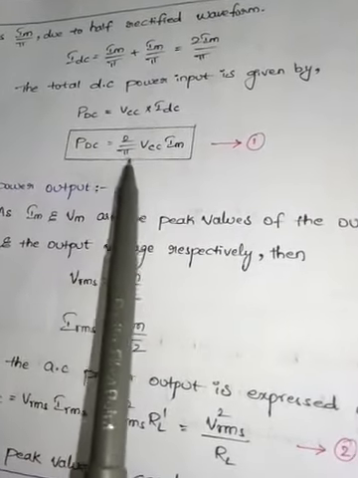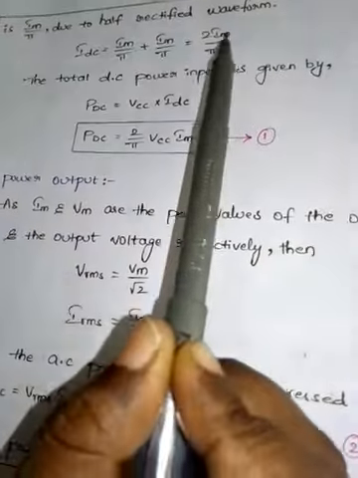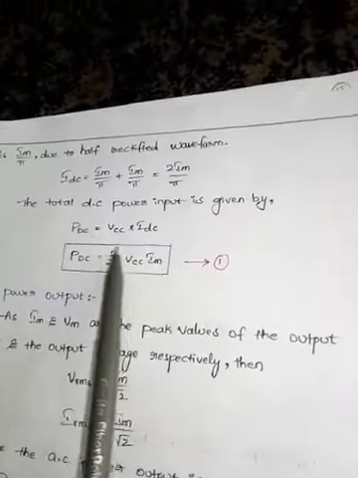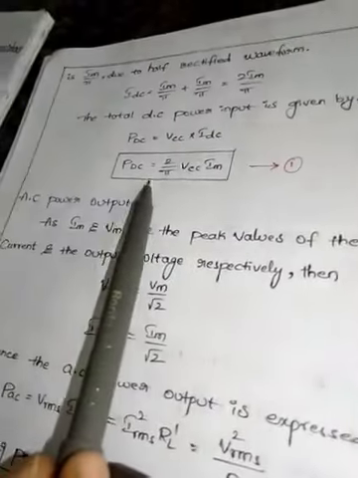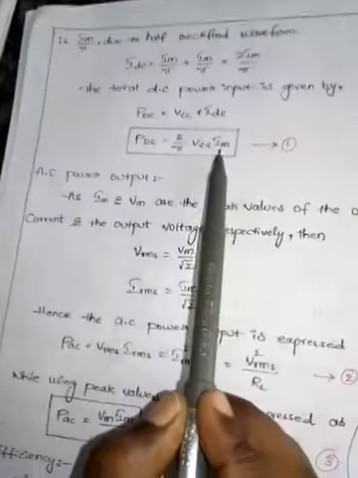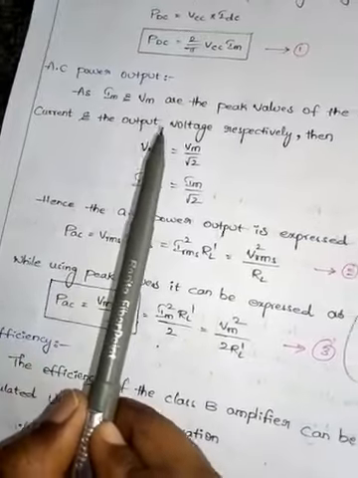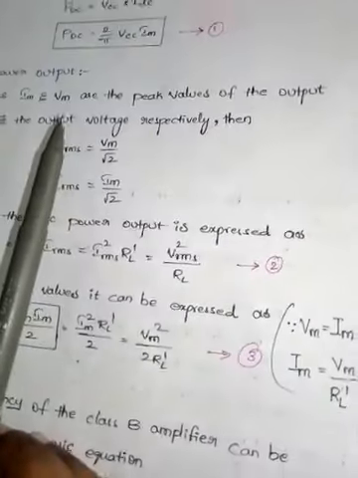So PDC equals, what is the IDC value? We got 2 Im by pi. So we will substitute that value here, and you will get PDC equals 2 by pi VCC into Im. Next we need to calculate the AC output power.